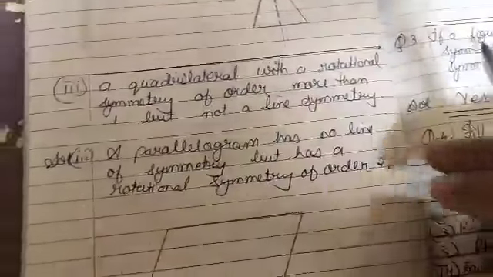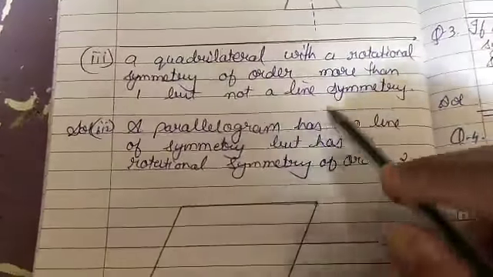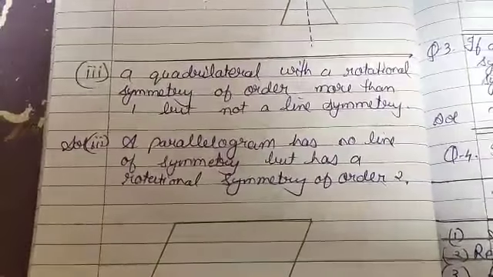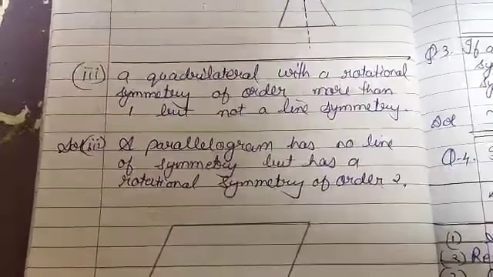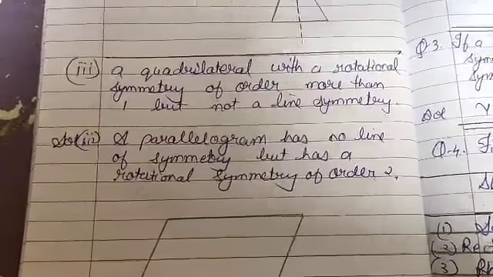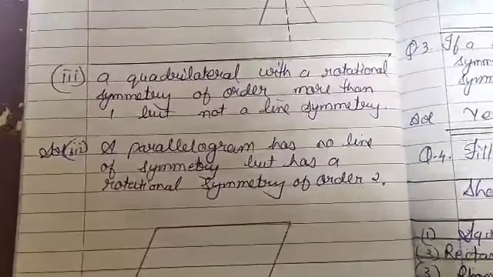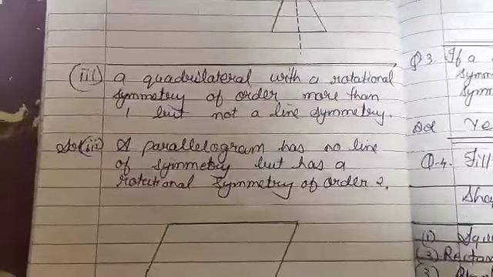Now in that only, next one, we have to draw a quadrilateral with a rotational symmetry of order more than 1 but no line of symmetry. So here you have to draw what kind of quadrilateral? If we see, in that it should have rotational symmetry but not a line of symmetry.